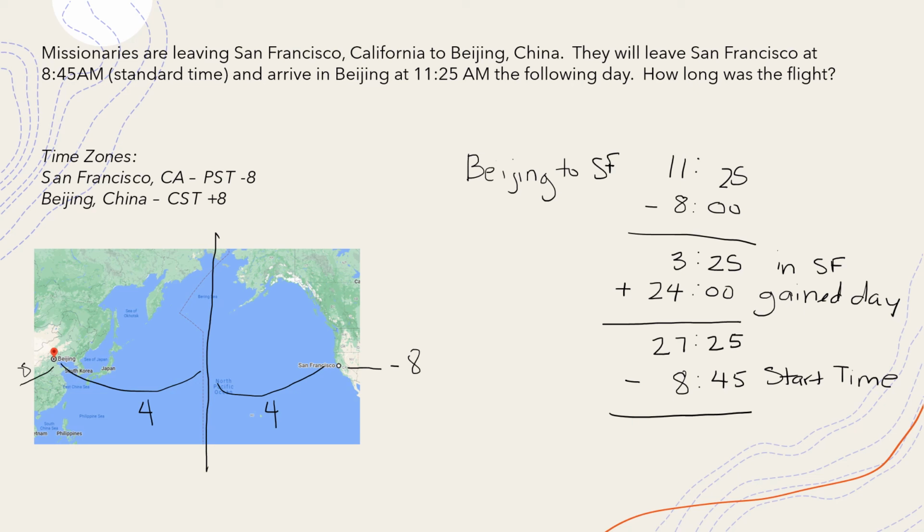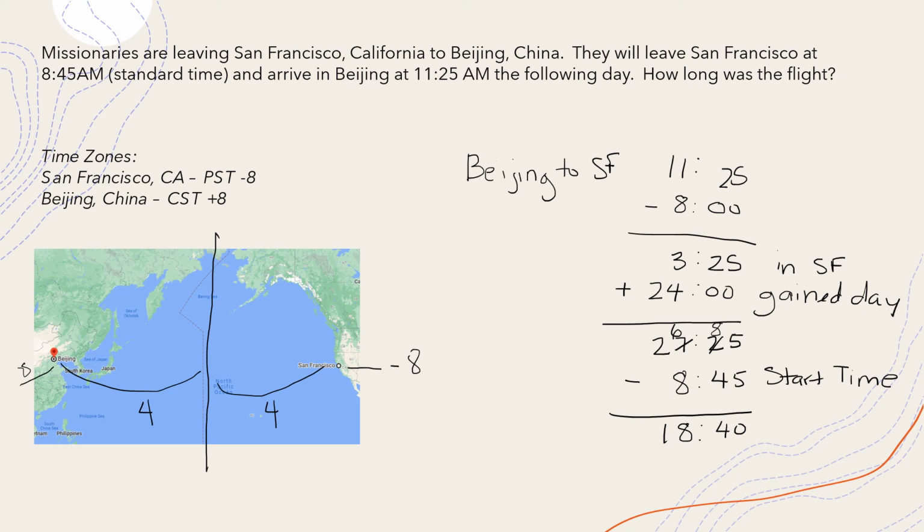Now, 25 is less than 45. So I need to actually take an hour from here. I'm going to convert this to a 26. I'm going to add 60 minutes onto this 25 minutes. And when I do, this becomes an 85. So I have 85 minutes subtracted from 45 minutes gives me 40 minutes. And then I can take 26 hours minus 8 more hours, and this gives me 18 hours.